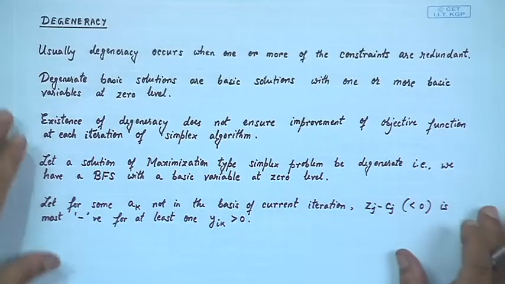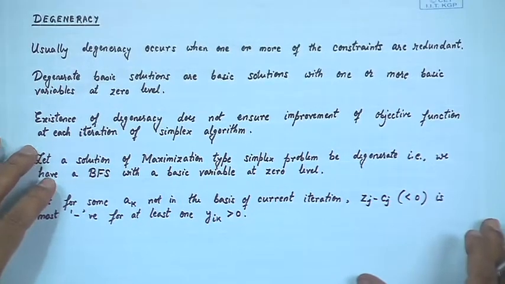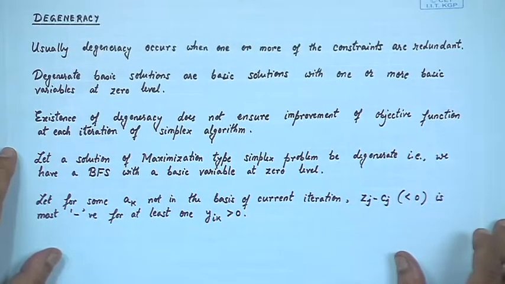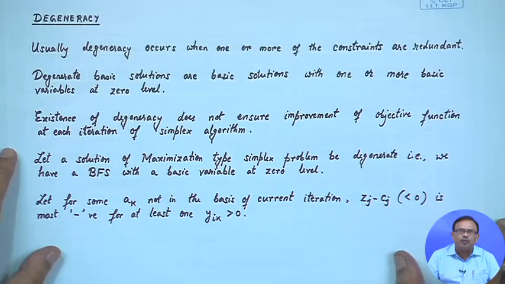Our third point is the degeneracy. Usually, degeneracy occurs when one or more of the constraints are redundant. Here redundancy means that if I do not write down a particular constraint, the nature of the problem will be unaffected, or the solution will remain unaffected. So, please note that usually degeneracy occurs when one or more of the constraints are redundant.